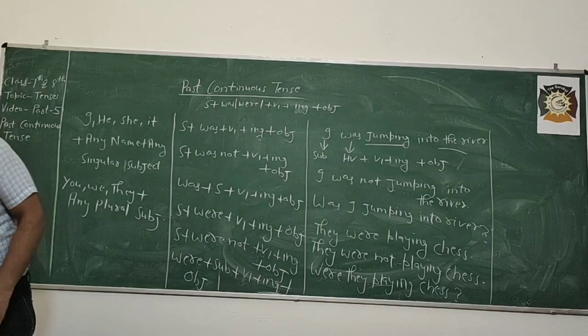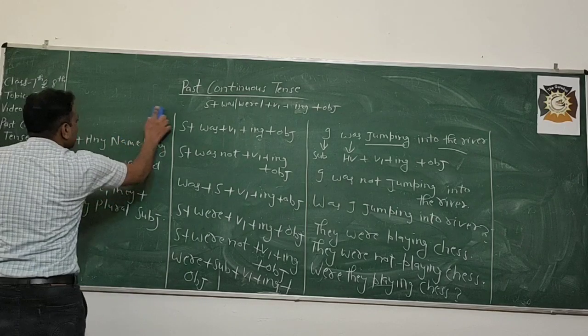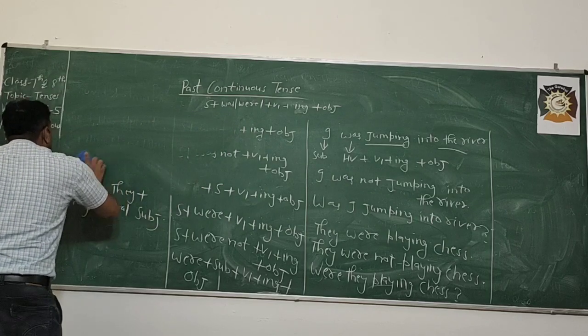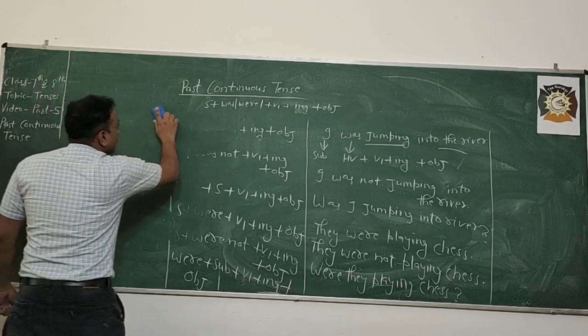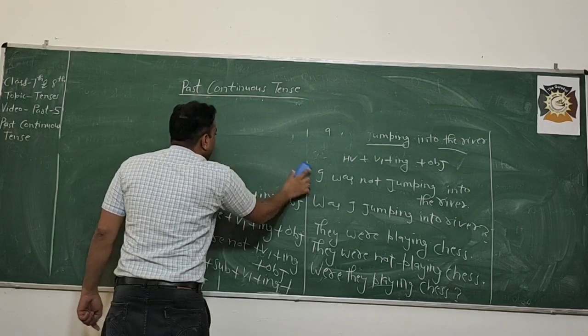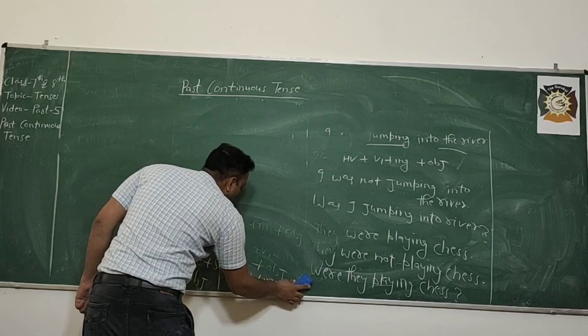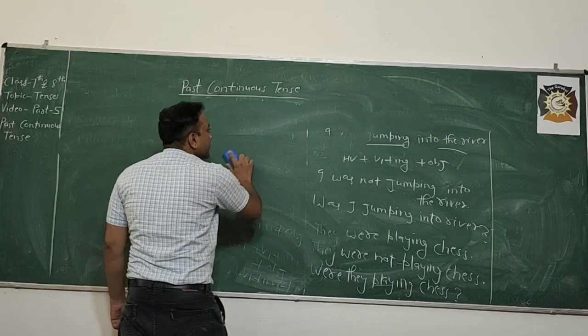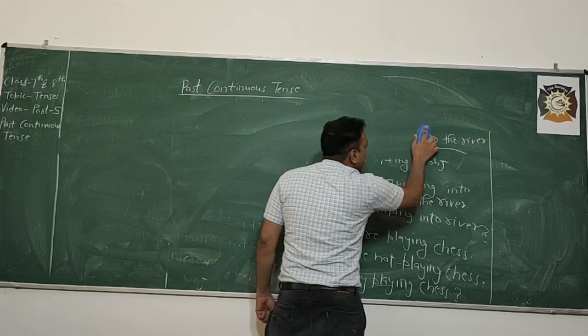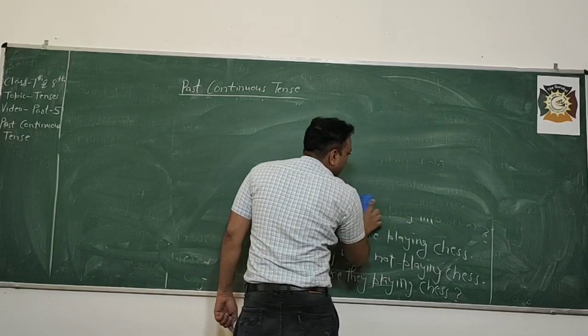So the first use of past continuous tense is to express an action. First of all, let me erase this. After that, I am going to discuss the uses of this tense with you, and they are very easy to understand, and I am sure I will clear each and everything. You just have to stay tuned with me and keep looking at the board. I will explain each and everything.